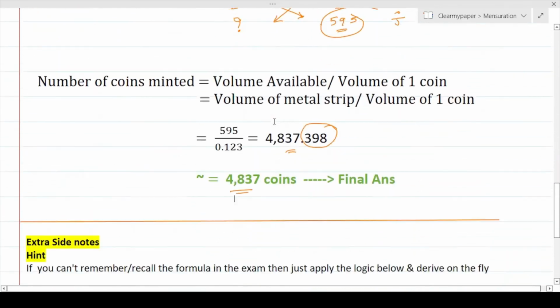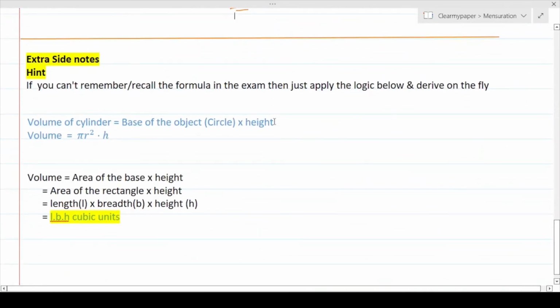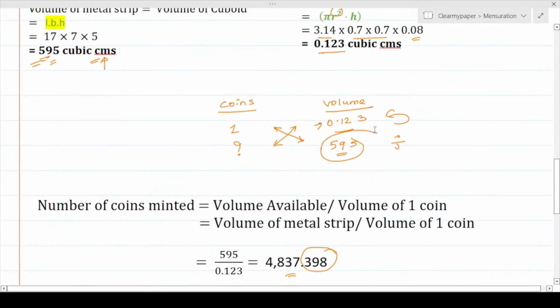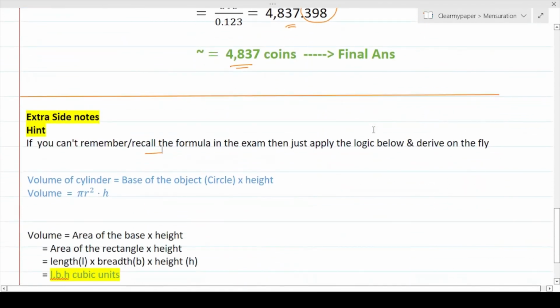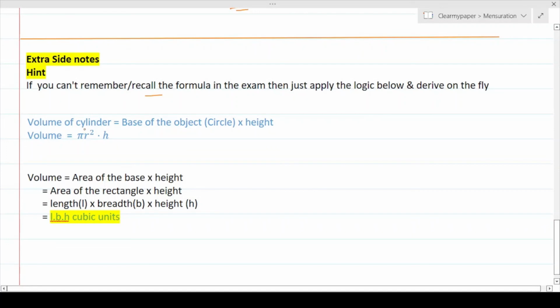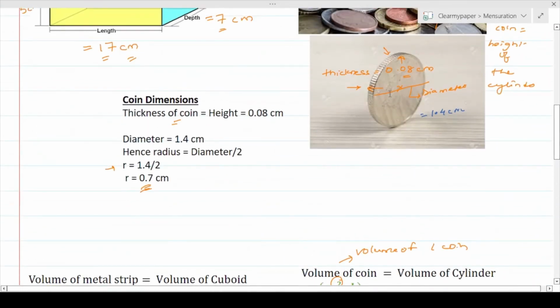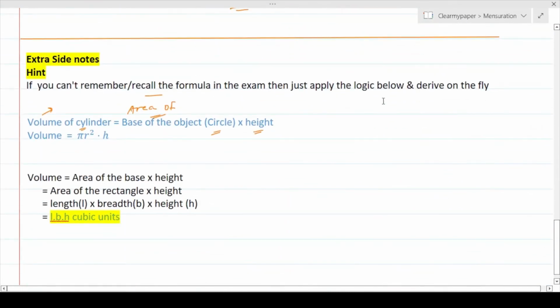And just a friendly reminder, in case in the exam you are not able to recall the formula for any of the objects, so far I have never told you to mug up anything. Always remember, if you remember the shapes, you can derive the formula on the fly. The volume of any 3D object is going to be the area of the base, whatever shape that is, multiplied by height. In this case the base is a circle, so you say pi r square into height.